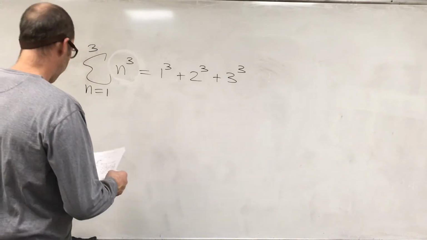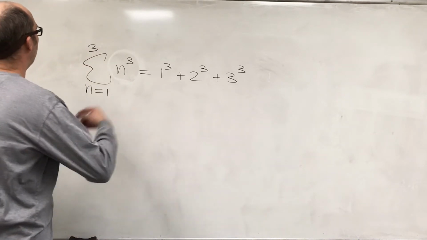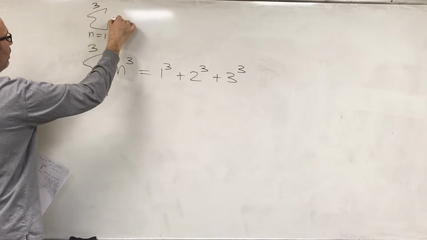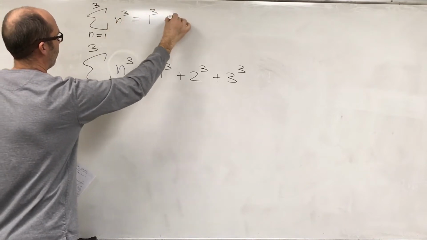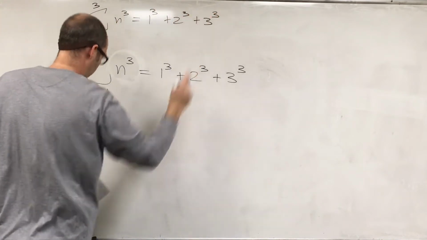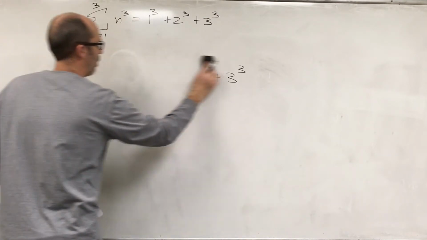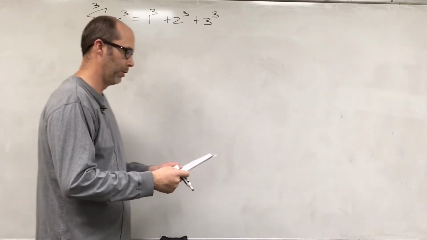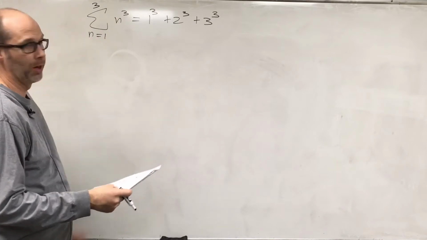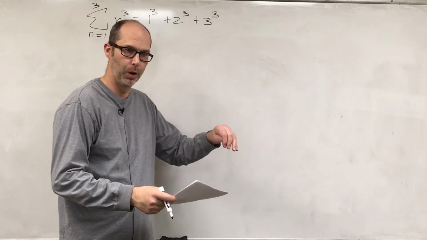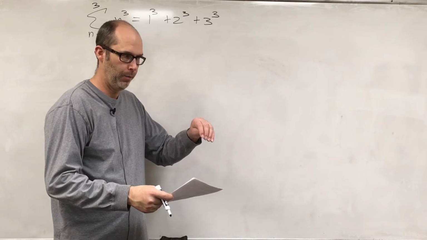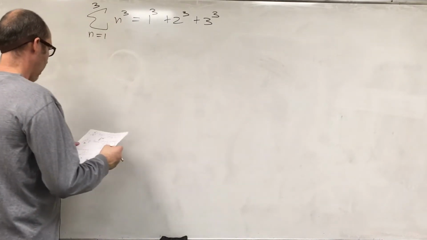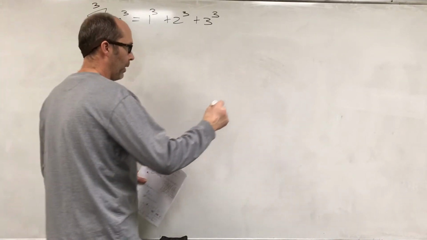Now let me move this up here so I have a little more room. First, you have the sum from 1 to 3 of n cubed. This is 1 cubed plus 2 cubed plus 3 cubed. What we want to do is draw the rectangles that this sum represents. This is very similar to approximating integrals using the Riemann sum. First, let's make a little table.